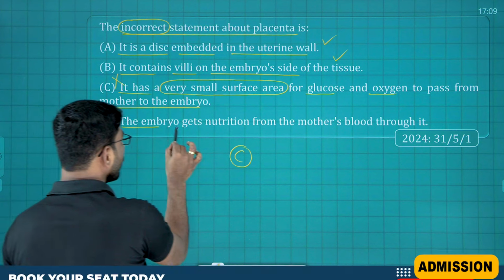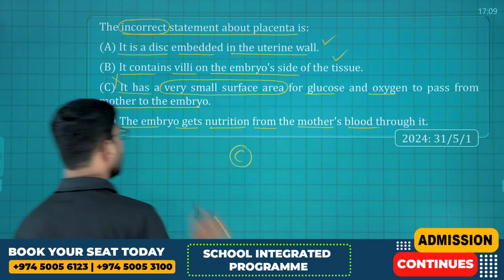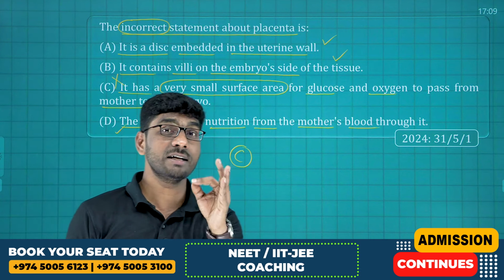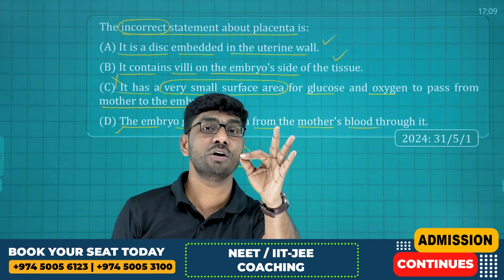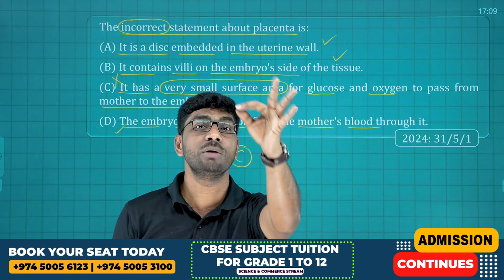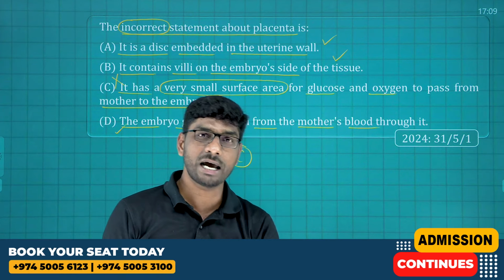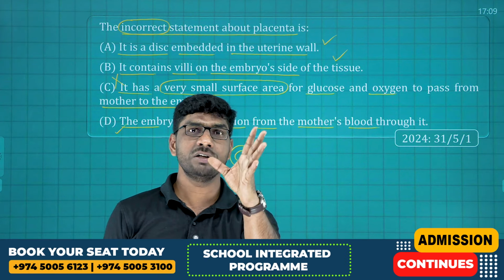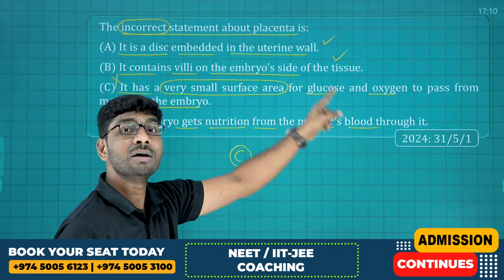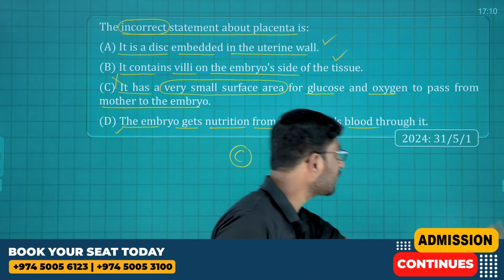The embryo gets nutrition from mother's blood through it. Absolutely correct. So our answer is option C. So NCERT line by line is most important before your final examination. 30 by 30 in biology should come. All of you go through NCERT line by line once again, diagrams, line by line of NCERT. Statement based questions come. Look at your 2024. Many questions are statement based questions. Clear, students? Shall we move on to the next question?